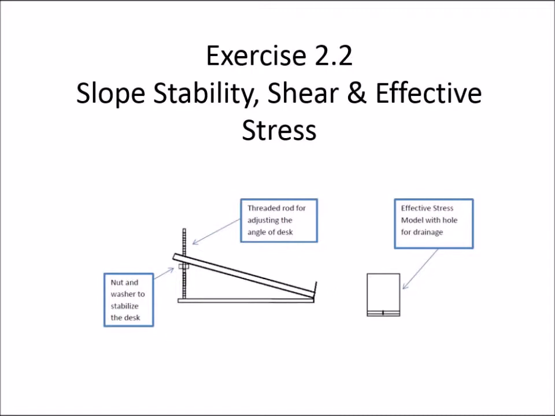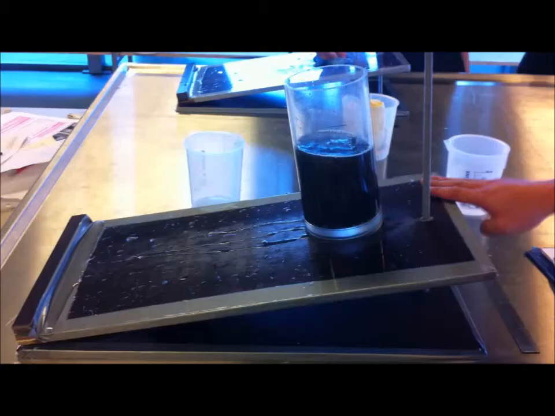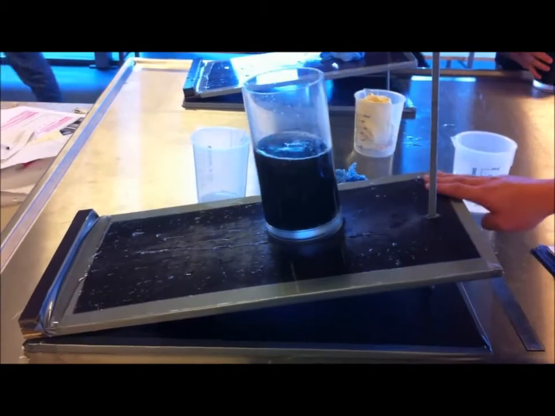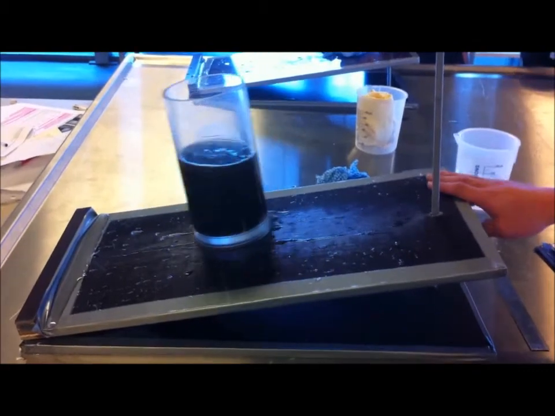Exercise 2.2, Slope Stability, Shear, and Effective Stress. The purpose of this experiment is to demonstrate the effect of water on slope stability, as well as give an introduction to the basics of effective stress. The following video is gravel filled to 100 mm and water filled to 100 mm, sliding with the unsealed effective stress hole in the beaker apparatus. This video is also how sliding is defined in this exercise.